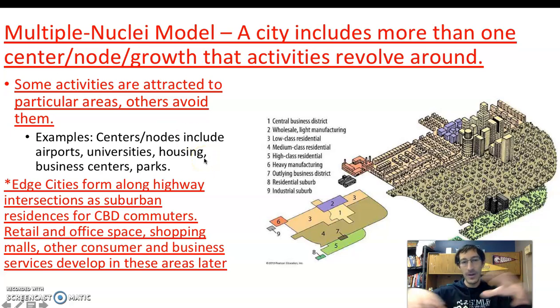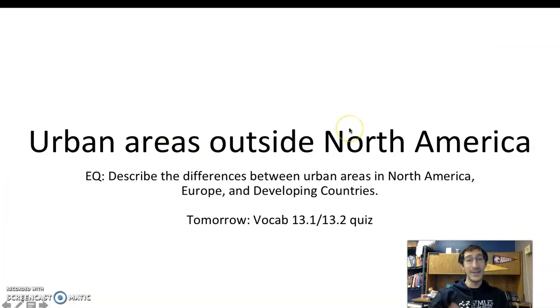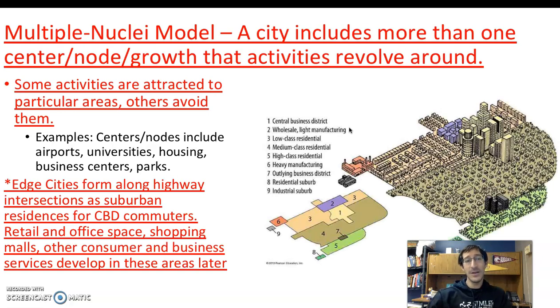But you find other nodes and locations found in other suburbs as the city itself develops. So in the next video, we'll start talking about the urban areas outside of North America. So how does it look in Europe, and then how does it look in more of the developing countries as well? So hopefully you can take this idea of the multiple nuclei model and think about where these locations fit and how they apply, or if they do apply to the Twin Cities, and how these might be more historically accurate than present day, or if they still have present day usage.